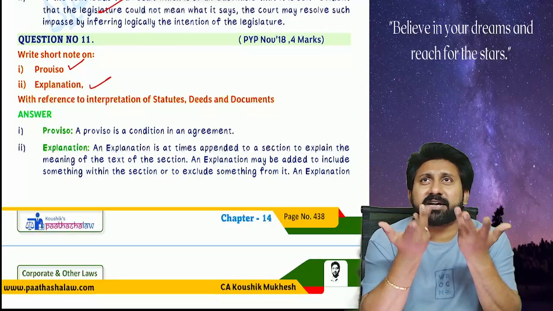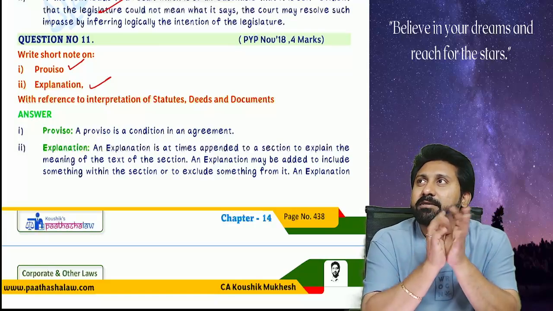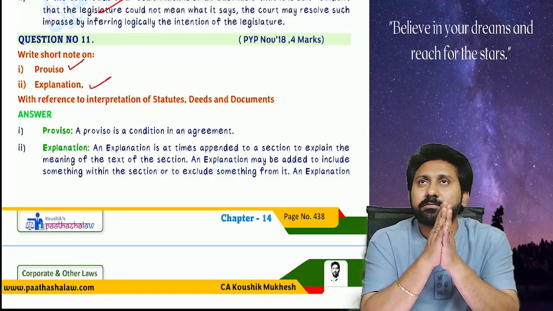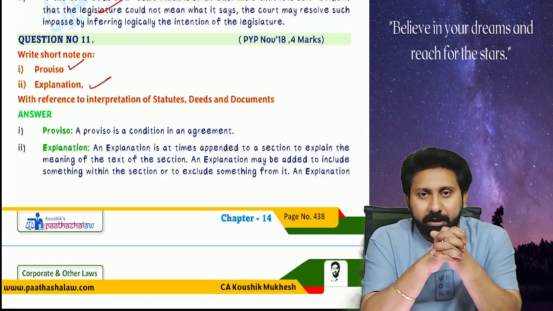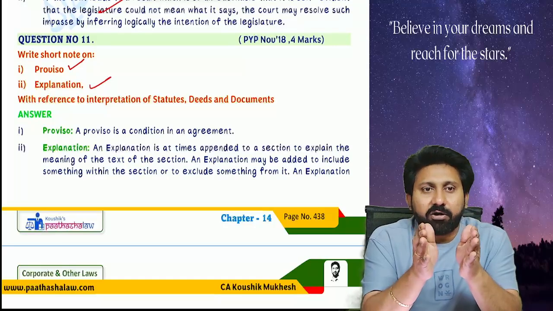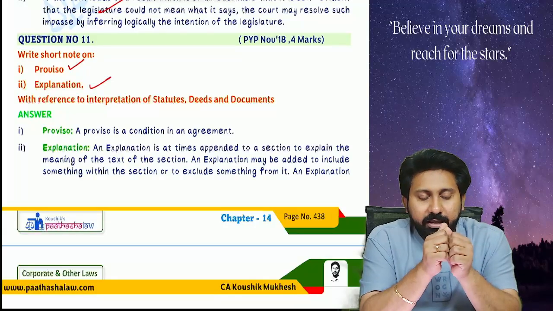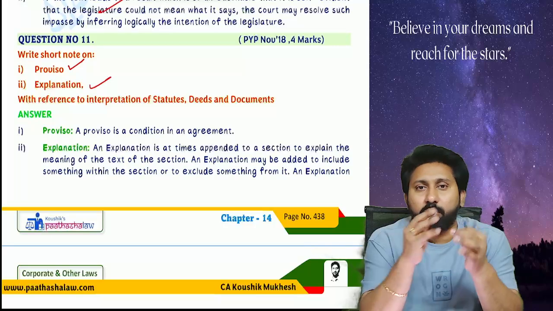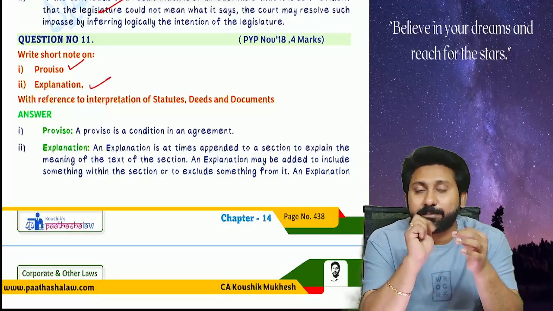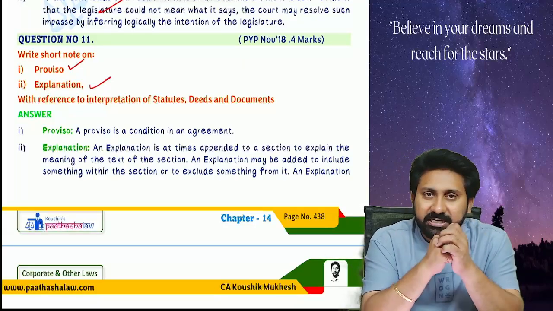So many explanations are there. Which explanation should I explain? See here, for example, there is a section on holding company and subsidiary company. In that definition, they use the words company, holding company, subsidiary company. The explanation will be given below that. Do you know what explanation they will give?